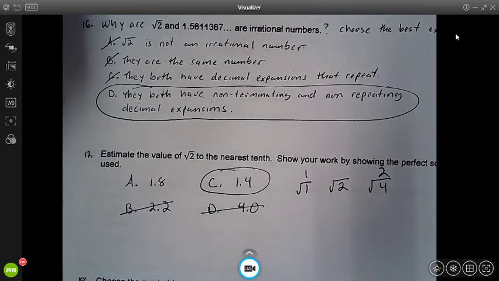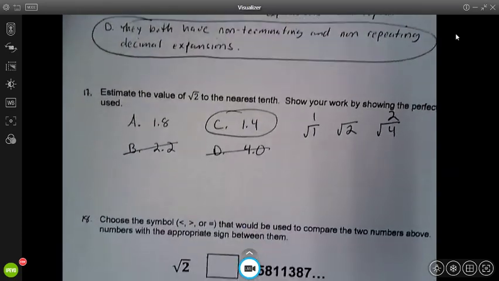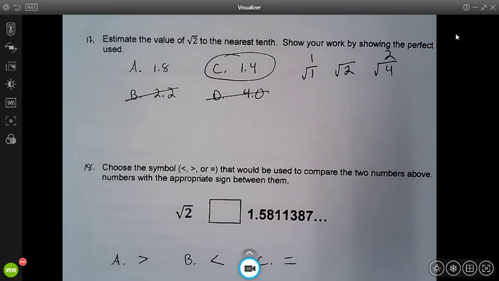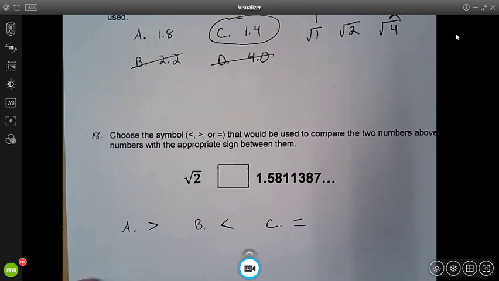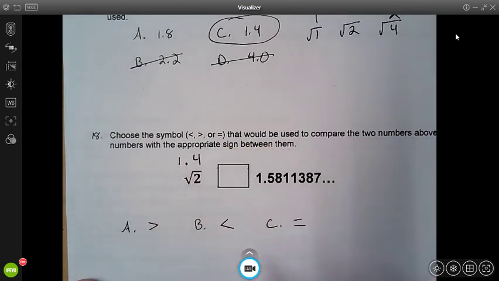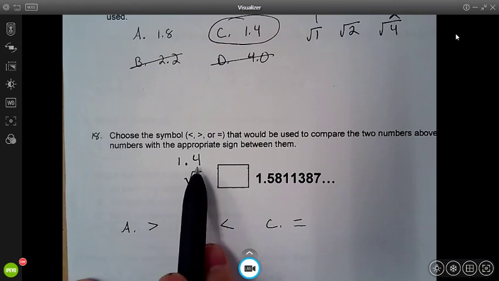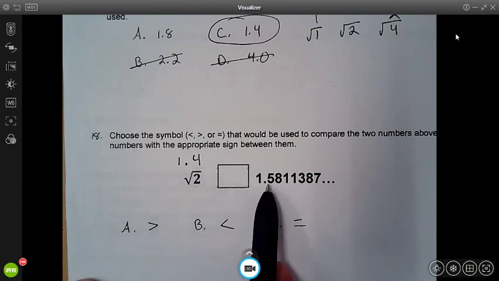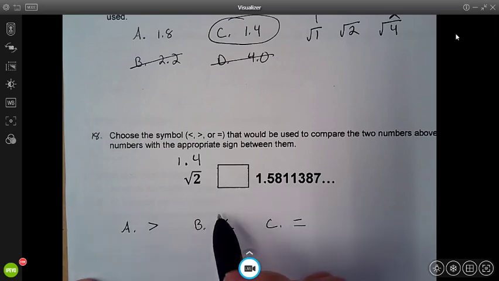And then number 18. So I have here for 18, we just estimated this to 1.4. Okay, so 1.4, right, is going to be less than 1.5. Right, we estimated the square root of 2, so this one, the options.